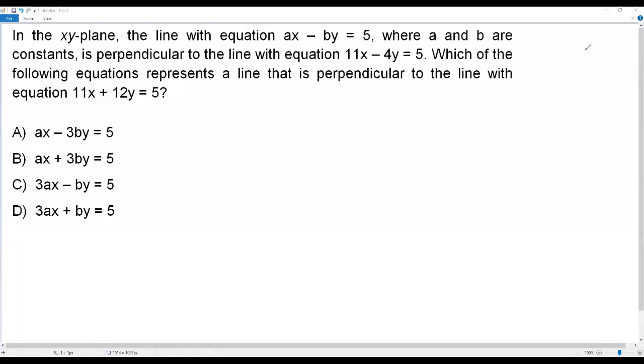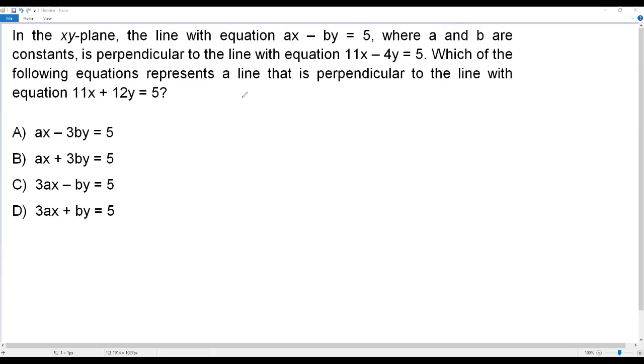Here we have a SAT math question. Okay, let's go to the information. In the xy plane, the line with the equation ax - by = 5, where a and b are constants, is perpendicular to the line with the equation 11x - 4y = 5. Which of the following equations represents a line that is perpendicular to the line with the equation 11x + 12y = 5?